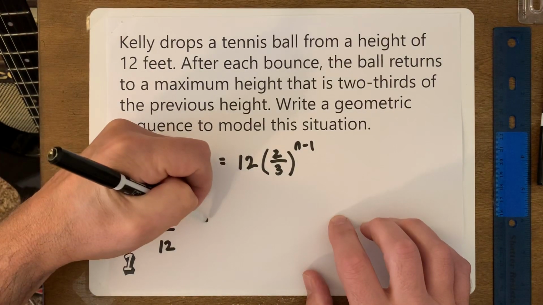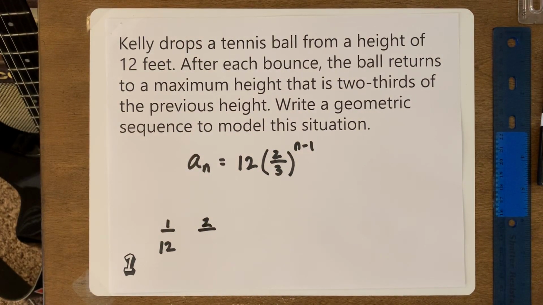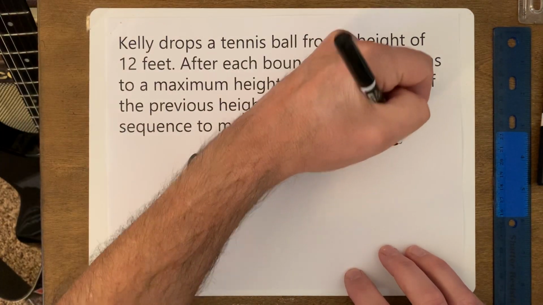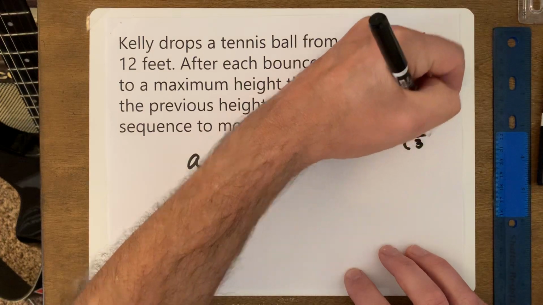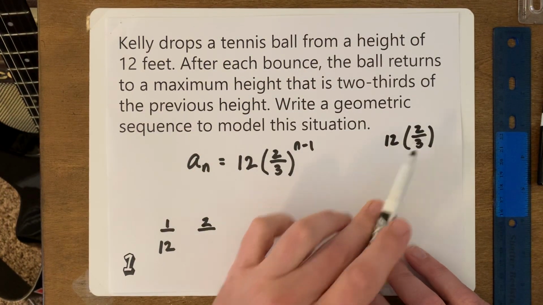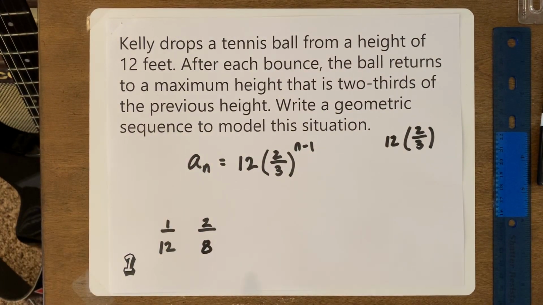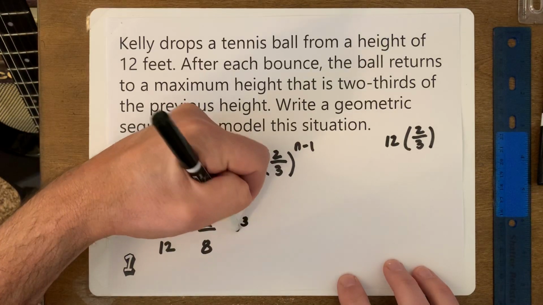After the second term, we're taking 2/3 of 12. So if we take 12 and multiply it by 2/3, so let's do that over here, 12 times 2/3. We get 12 times 2 is 24, divided by 3 is 8. And so we get 8 right here for our second term. So is that the height at the end of the first bounce? Yes. So it went from 12 to 8, and we could do that one more.